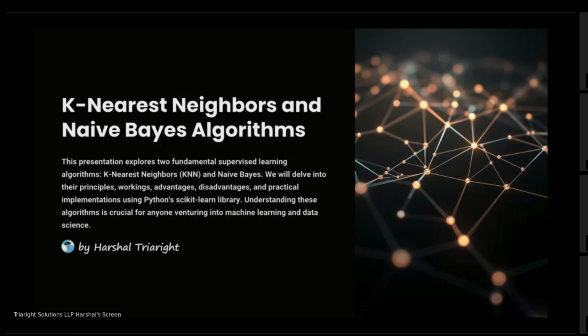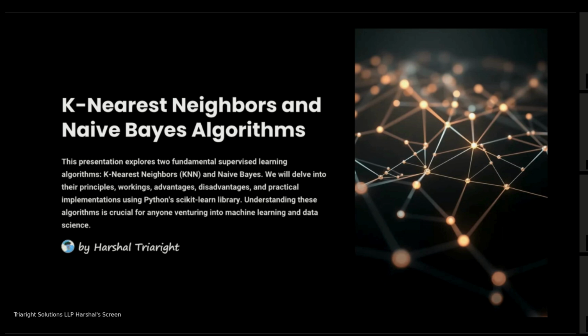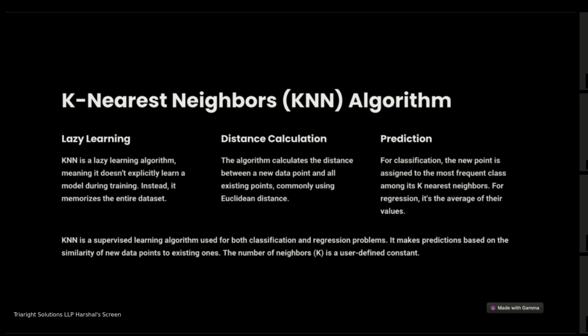KNN is a supervised learning model used for both classification and regression. It is a lazy learning algorithm, which means it does not explicitly learn a model during training, but instead memorizes the entire data set and makes the prediction based on the similarity of new data points. So how does KNN work?